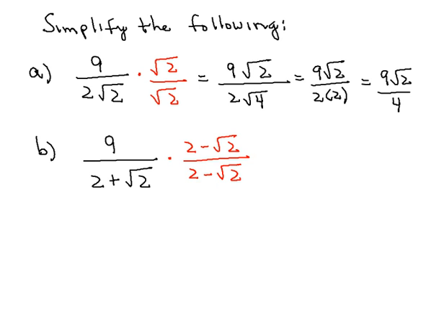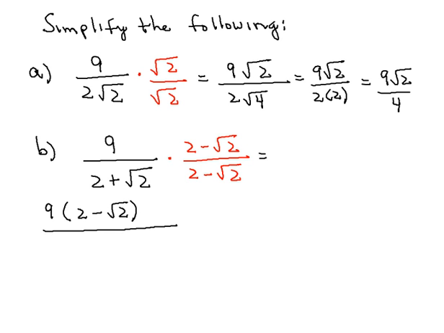And so what will this produce then? Well, in the numerator, and I'm going to come down to the next line to continue, we have the 9 times the quantity 2 minus the square root of 2. Now our hope will be that when we multiply those two denominators now, that we will end up with an expression without a square root.